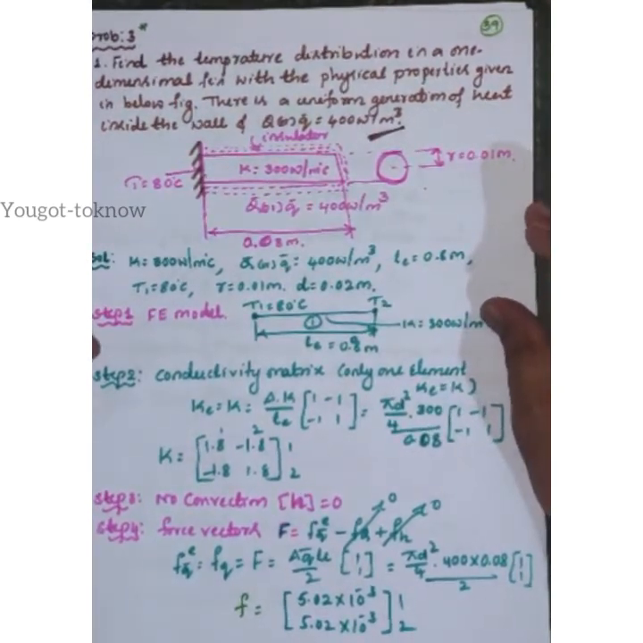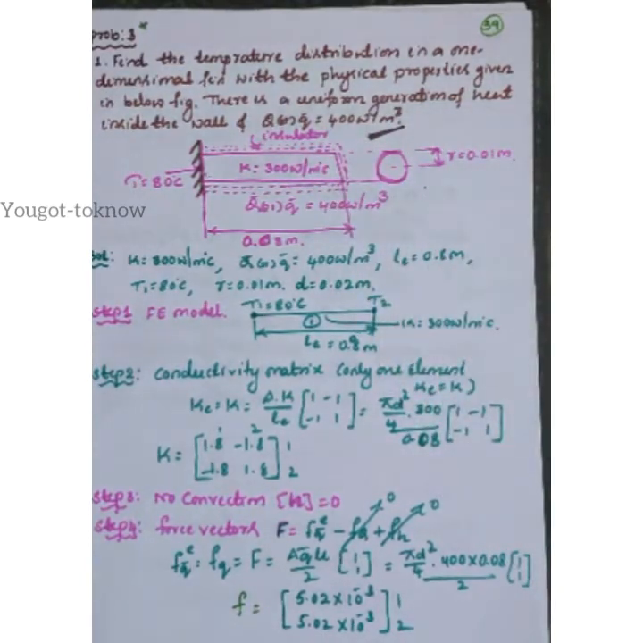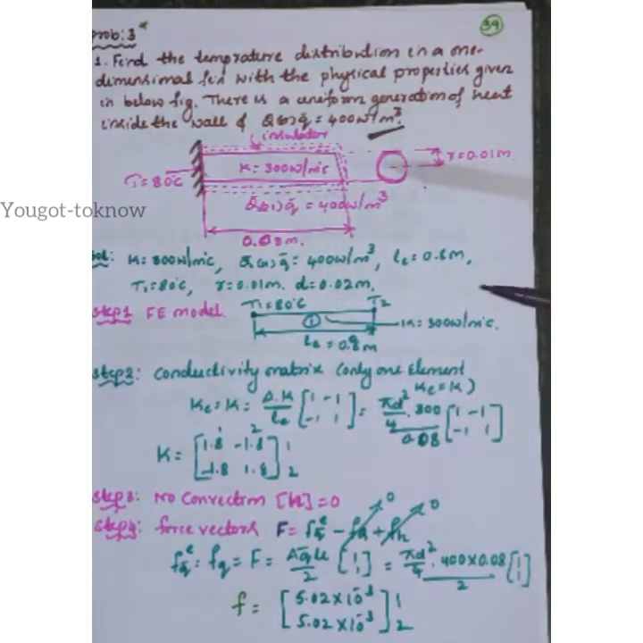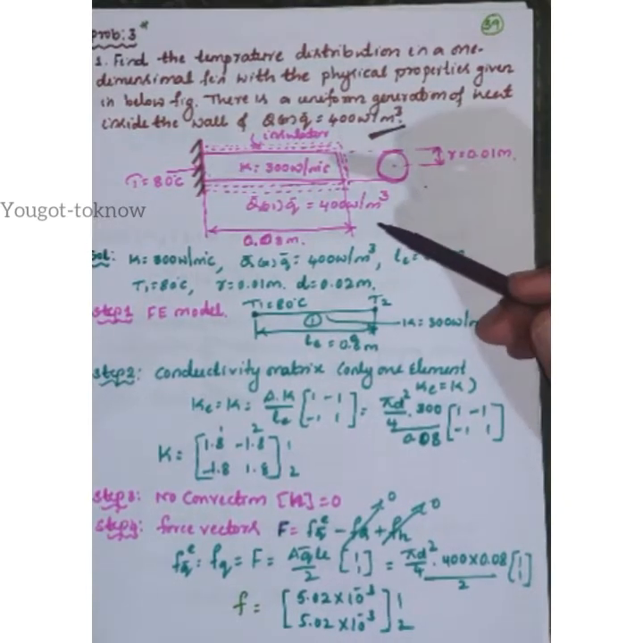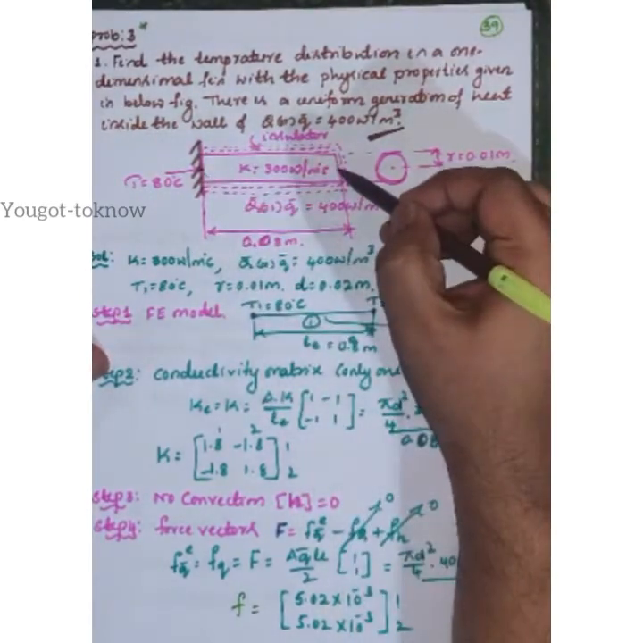Now, how to solve this problem? See, it is almost similar to your previous problem. He has not given any condition like take it into two elements. Because of the constant cross section, to simplify our problem, I have taken it as a single element only. That means we require only two nodes. Now locate node 1 here, node 2 here, and formulate a finite element model.